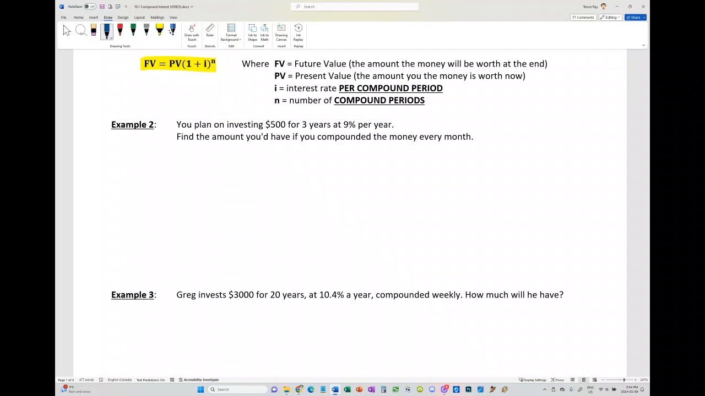All right, so we'll start off with the easy stuff. The amount that we're investing is $500. Well, that's how much money that we're putting into it right now. So that's going to be our present value.